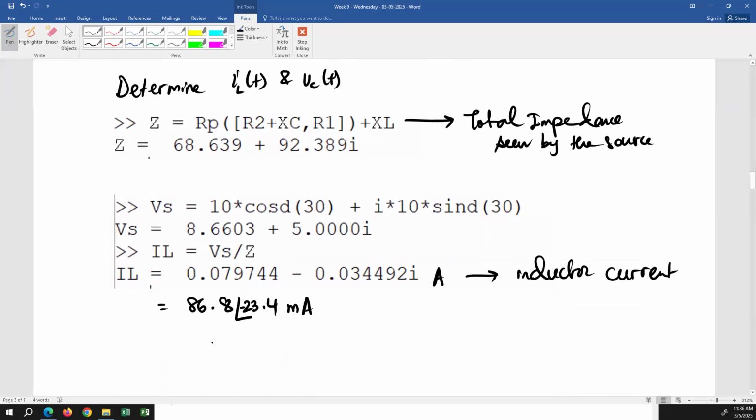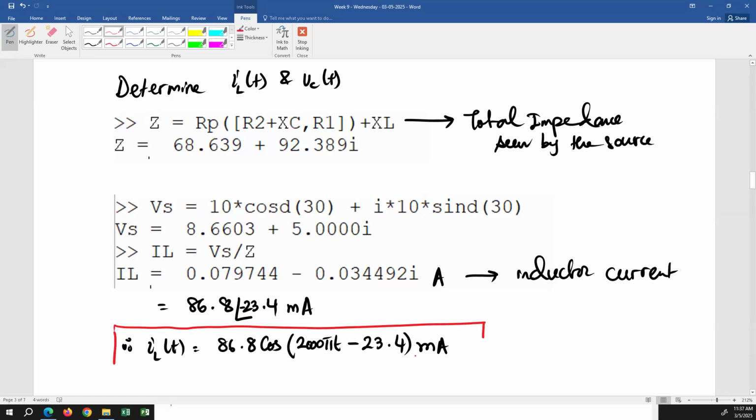Okay, so we need this in polar form because our final answer has to be in the rectangular coordinates. All right, so now, our ILT, we can write down the final answer actually. Therefore, ILT is 86.8 cosine 2000 pi t minus 23.4 milliampere. So that is my inductor current. This is in degrees, 23.4 degrees.